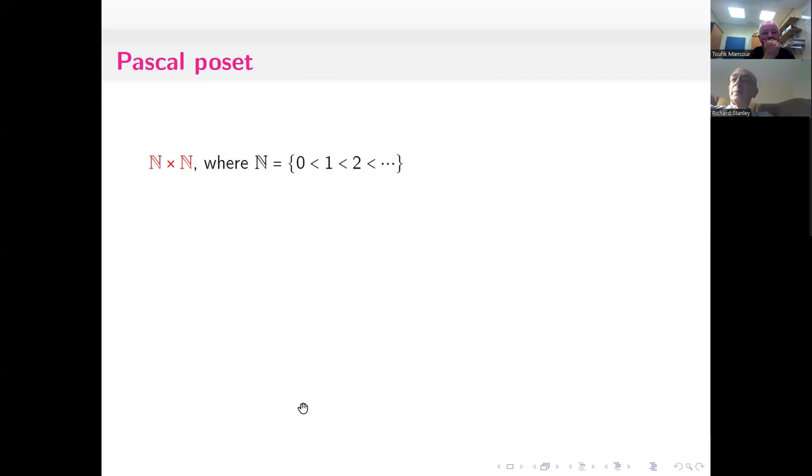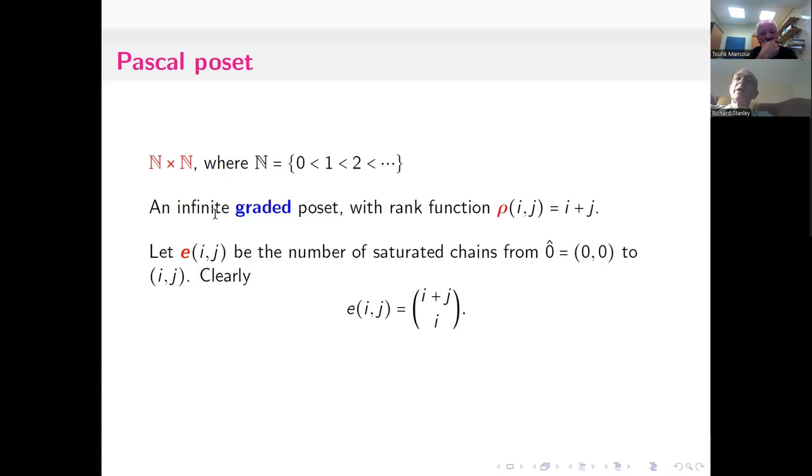Okay, now let's look at a very simple poset. I call it the Pascal poset because it's related to Pascal's triangle. I only mention this poset because it suggests doing similar things with other posets. This poset is just the direct product of two chains, two copies of the non-negative integers with their usual linear order. It's an infinite poset.